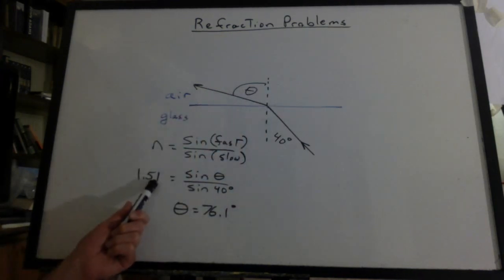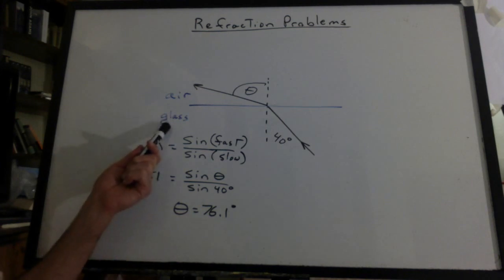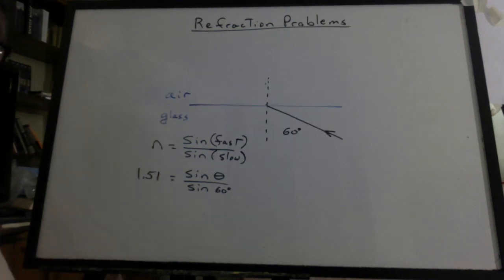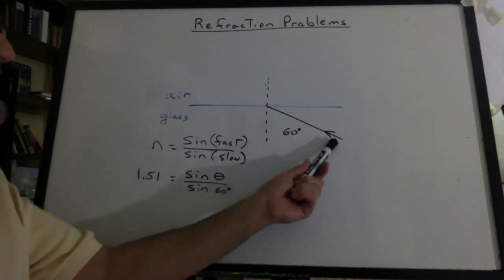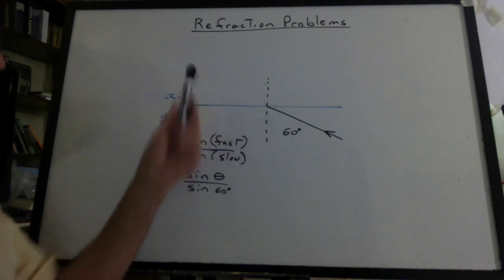The index of refraction is still the same. I haven't changed the medium. It's still the same glass. Well, what's going to happen if we try an angle of 60 degrees? We swivel the light over this far. Will it be able to come out?